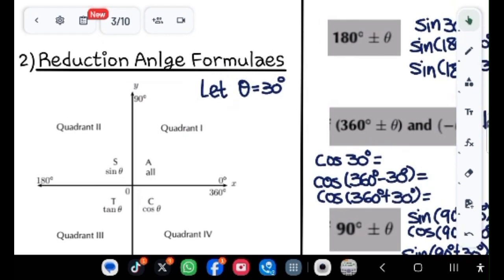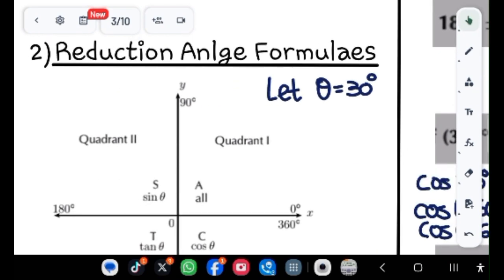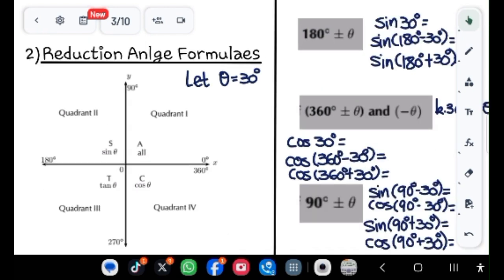Now let's look at how to reduce angles, the reduction angle formulae. This is what you need to use whenever you do not have a calculator, or they say to you simplify without a calculator. But first you need to understand how this was derived. How was it derived? Let's look at this shortly.